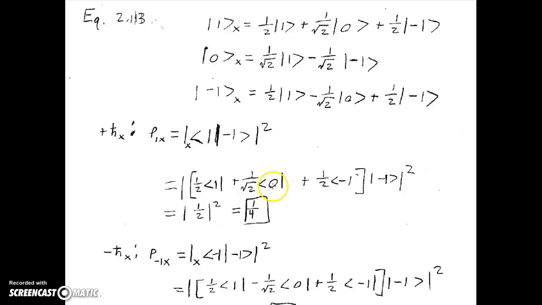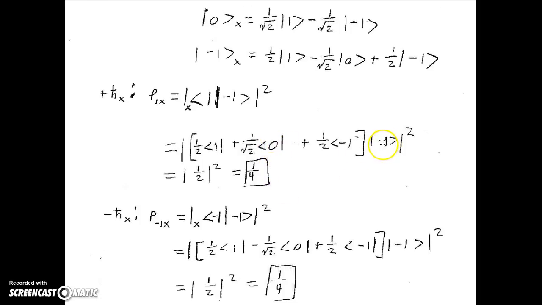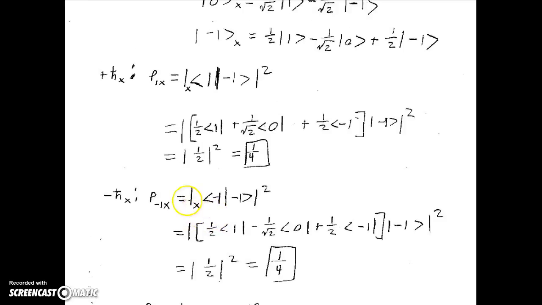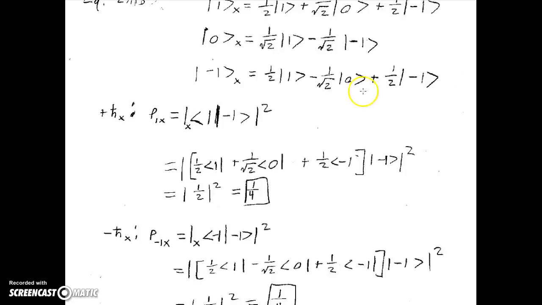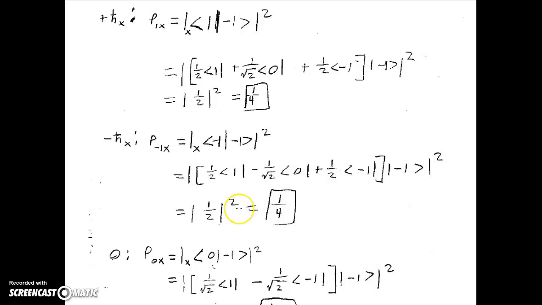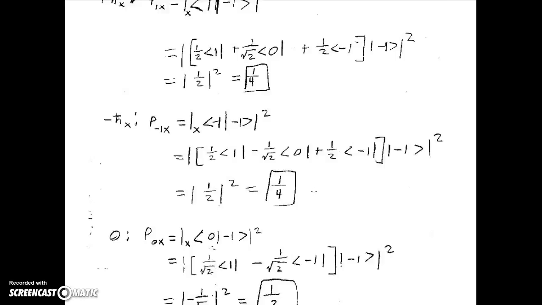And then, again, we do the same thing as before. If we have a -1 as the input, we're only going to get a -1 output. The others go to 0. So this just becomes 1/2 squared. And that becomes 1/4. Do the same thing. We find the adjoint from this. And then, again, same thing. It becomes 1/2 squared. Becomes 1/4.